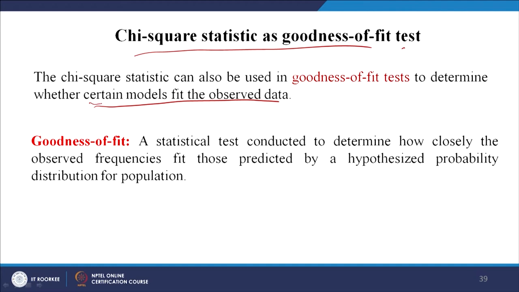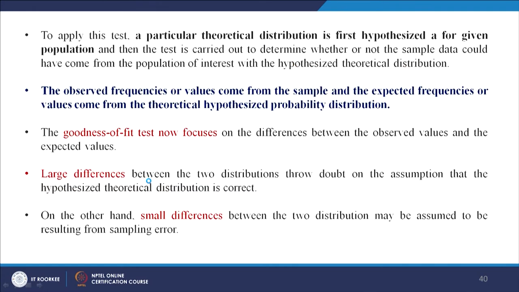So what it says? It helps in determining whether the models fit the observed data. So whatever data you have observed, whatever you have got in hand, whether your model is fitting that data or not, okay. So what is this goodness of fit again? A statistical test conducted to determine how closely the observed frequencies fit those predicted by a hypothesized probability distribution, or an expected one, let us say. To apply this test, a particular theoretical distribution is first hypothesized for a given population, and the test is carried out to determine whether or not the sample data could have come from the population of interest.